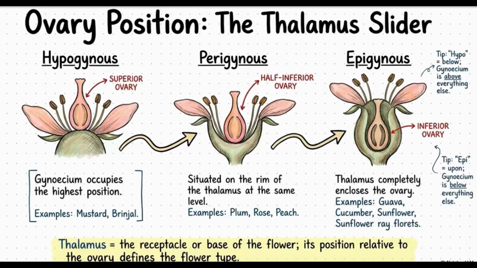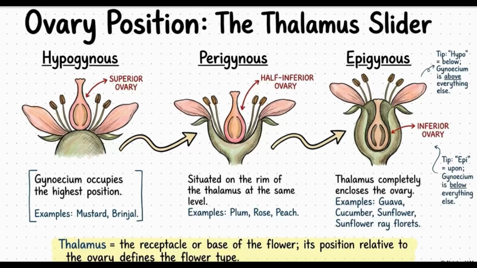And closes it completely. Right. The ovary is inferior, sitting completely below the petals. Cucumbers, sunflowers, and guavas do this. But why? Why bury the ovary like that? Well, imagine you are a plant living in an environment with aggressive herbivores or maybe harsh frosts. Okay. You don't want the ovules, your unborn offspring, sitting exposed on top of the flower where they could be easily eaten or frozen. No, you'd want them protected. Exactly. So you evolve an inferior ovary, burying it deep beneath the tough tissue of the thalamus for maximum armor.